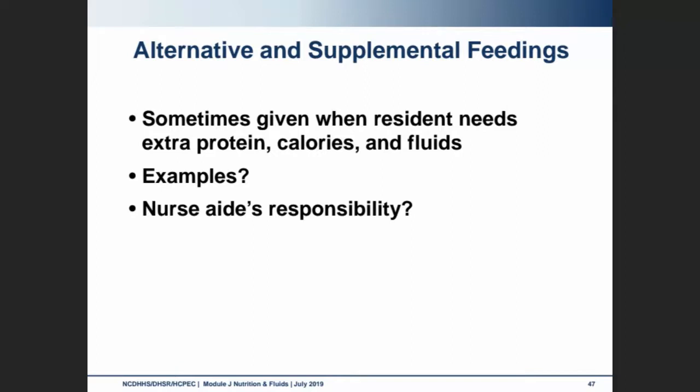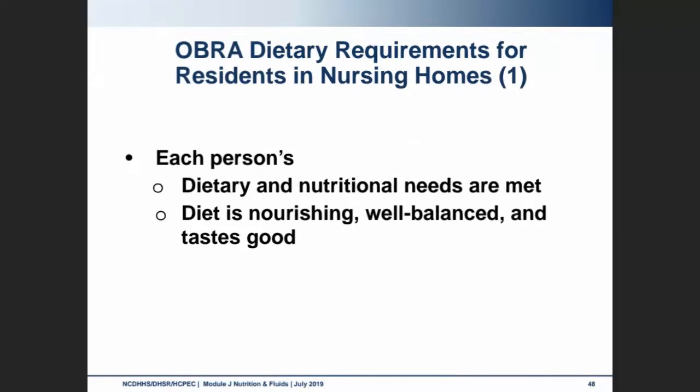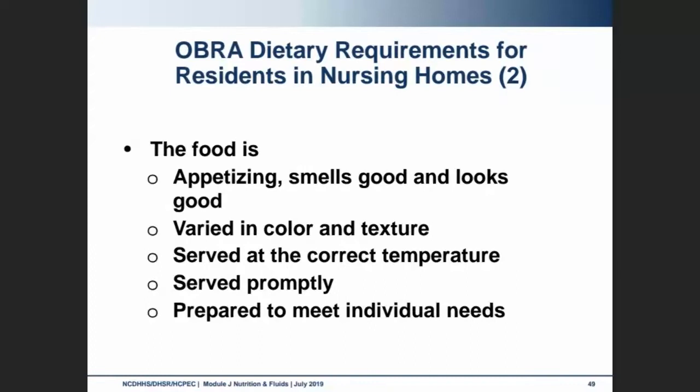Now, you guys remember OBRA. This is federal law for nursing home residents. OBRA states that in the nursing home or long-term care facility, each person's dietary and nutritional needs have to be met. That's a law. The diet has to be nourishing, well-balanced, and taste good. OBRA also says the food has to be appetizing, smell good, look good, and come in a variety of color and texture. The food needs to be served promptly and at the correct temperature, and foods in the long-term care facility have to be prepared to meet individual needs.